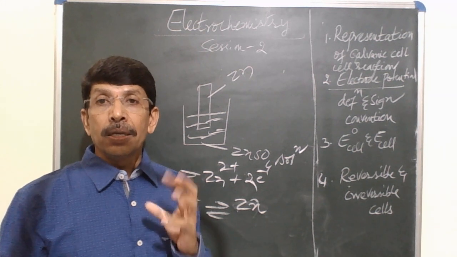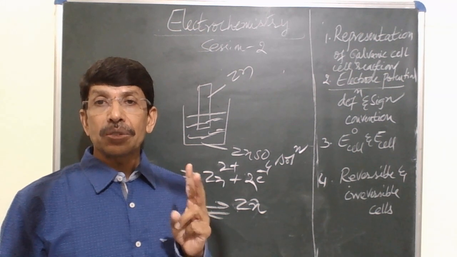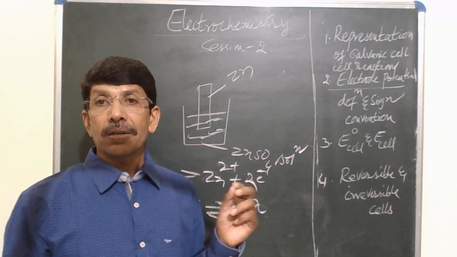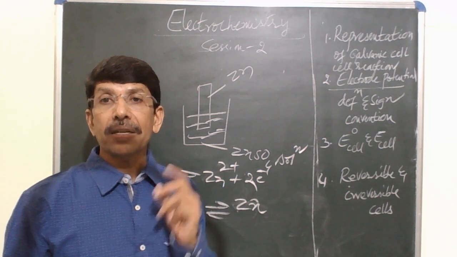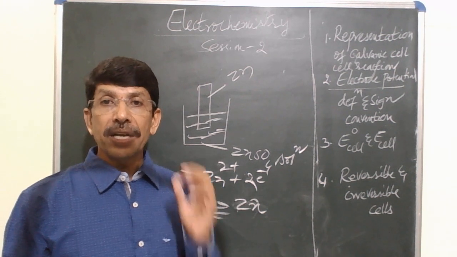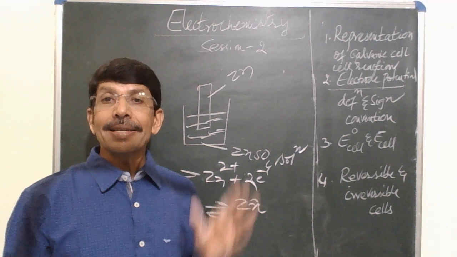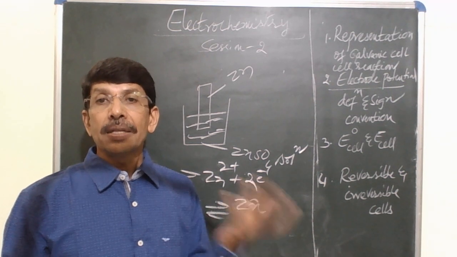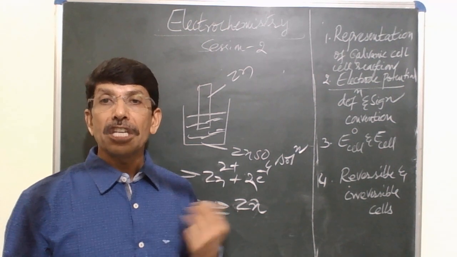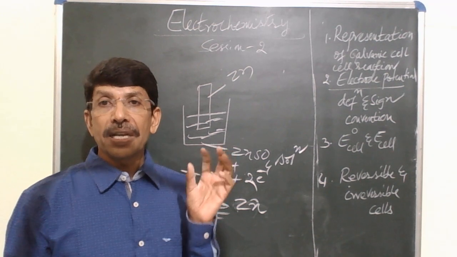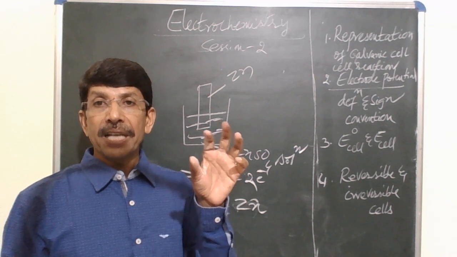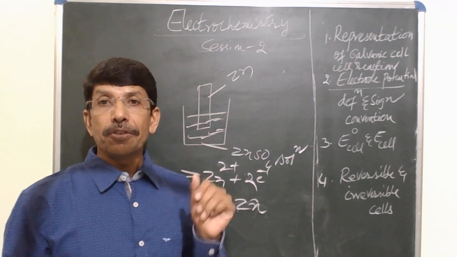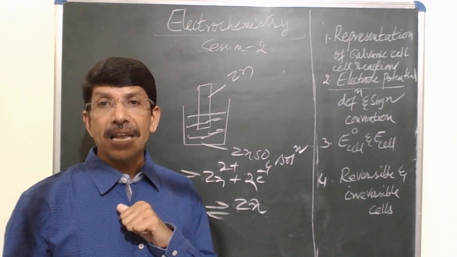I said the reduction potentials of the two electrodes will decide whether the particular electrode is an anode or cathode. The electrode whose reduction potential is higher acts as cathode. The other electrode with lower reduction potential will act as anode. So if you consider the zinc copper system, copper has higher reduction potential, therefore it acts as cathode and zinc acts as anode.